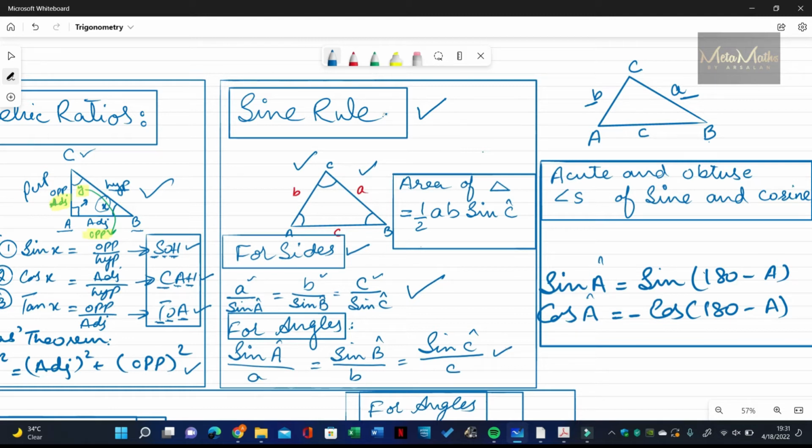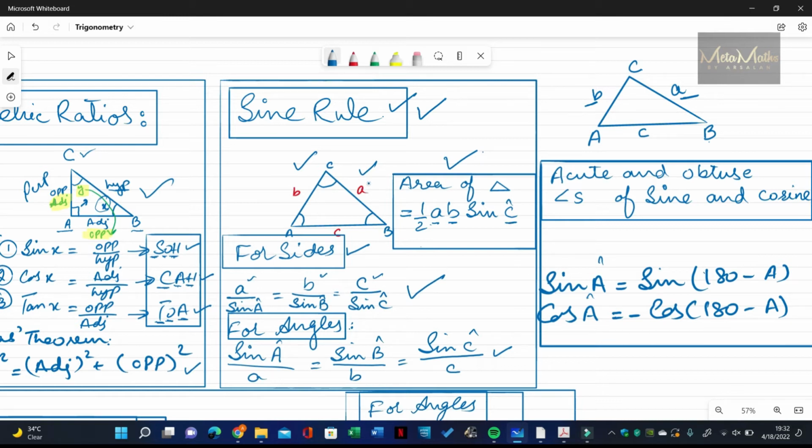Then again, in the sine rule, we have another formula for the area of a triangle, which is 1 over 2 A B sine C. Remember that A, B are the lengths of the sides. Okay, I will tell you how to memorize this formula. A, B sine C is not a fixed formula. A means first given side, B means second given side, and C means their included angle.